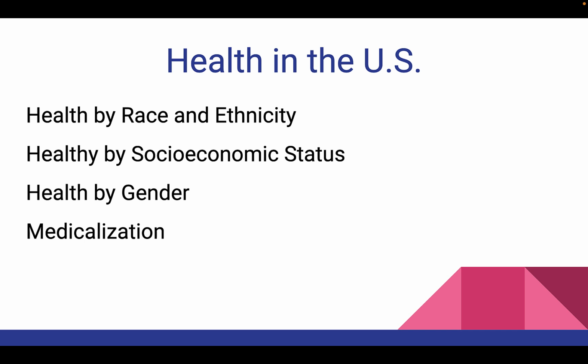Okay, so then health by socioeconomic status. It says healthy, but it should say health. Discussions of health by race and ethnicity often overlap with those with socioeconomic status, since the two concepts are intertwined in the US. So morbidity is just the incidence of disease. One of the most significant predictors of a person's morbidity is their social class, so how much money they have.